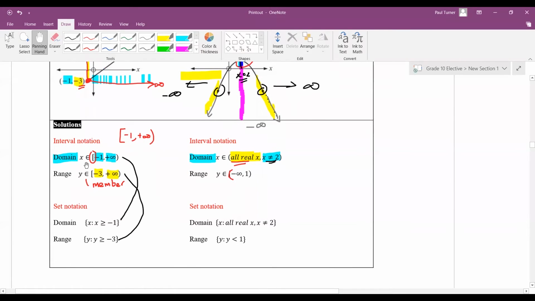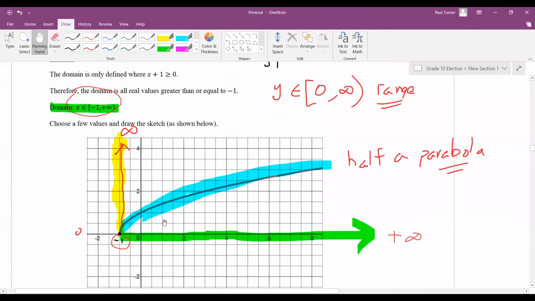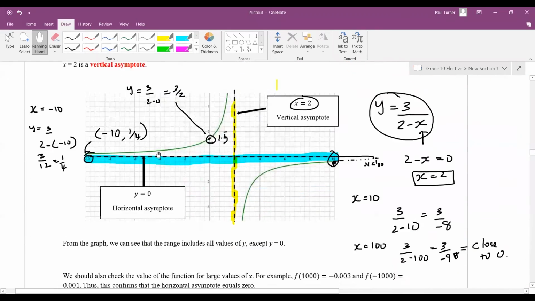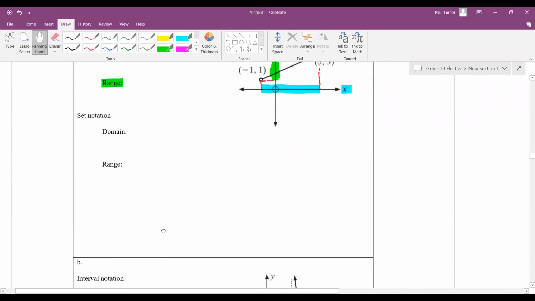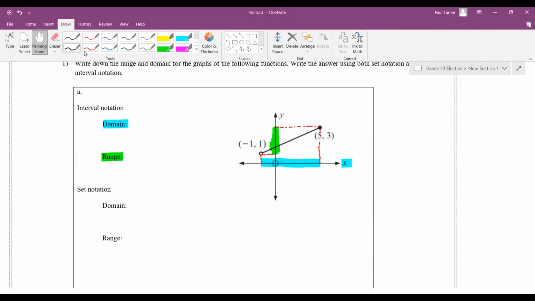which is here. Interval notation: x is a member of, y is a member of. So this is interval notation, and this is set notation. Just do interval notation for now. Look at this one, it will help you with the homework sheet too. Domain is referring to x, and range is y, or f(x) if you like, because we could write that as f(x) too.